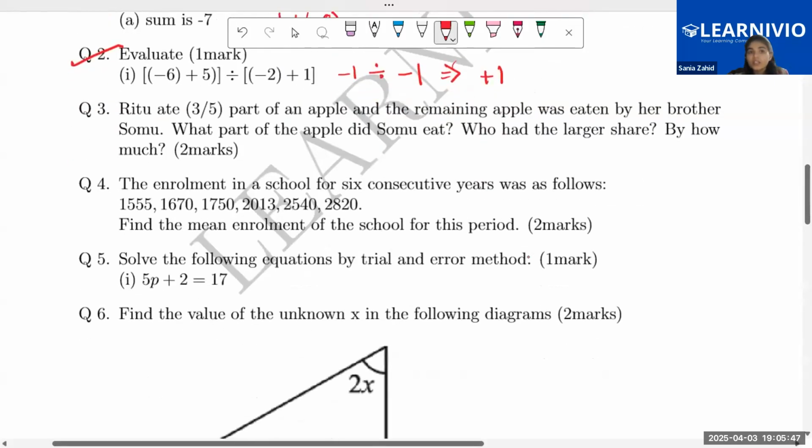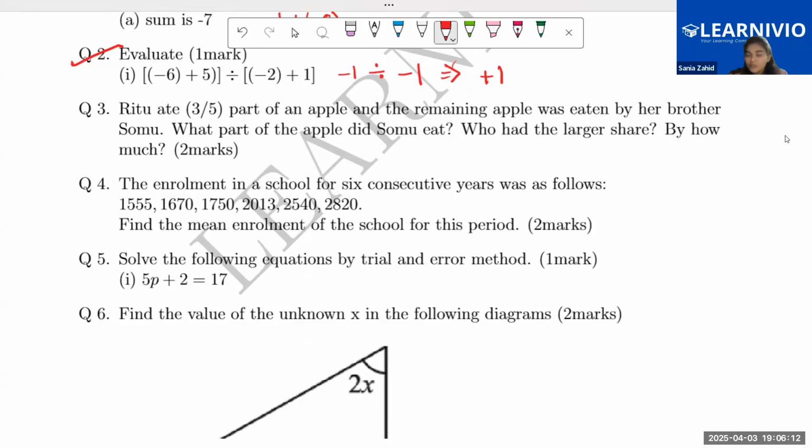Next is question 3. So the question says there's a girl named Ritu, and Ritu ate 3 by 5 part of an apple, and the remaining apple was eaten by her brother Somu. So what part of the apple did Somu eat? So there's one apple. From that one apple, 3 by 5 part was eaten by Ritu, and the remaining part was eaten by Somu.